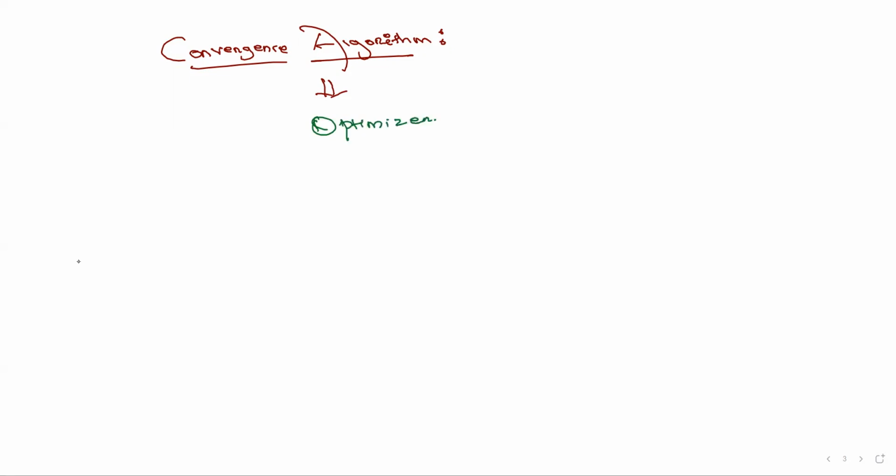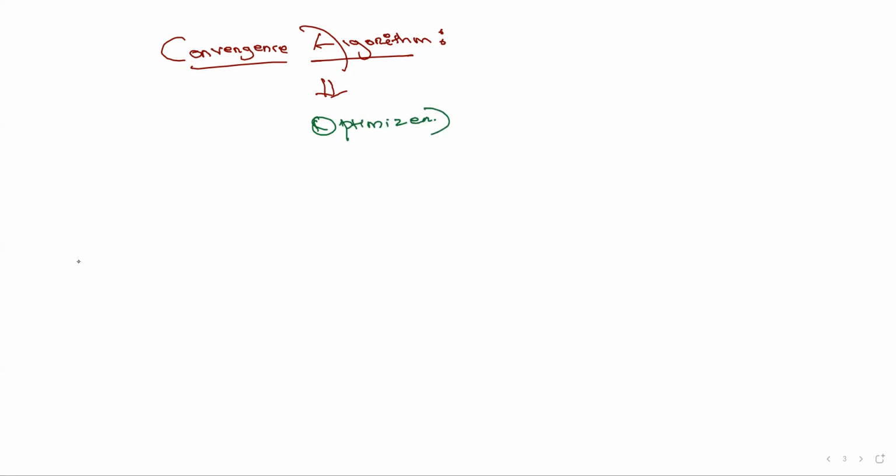Listen, first of all, there is one method, and the method name is the convergence algorithm. What will the convergence algorithm do? This is one type of optimizer. This is one type of optimizer.